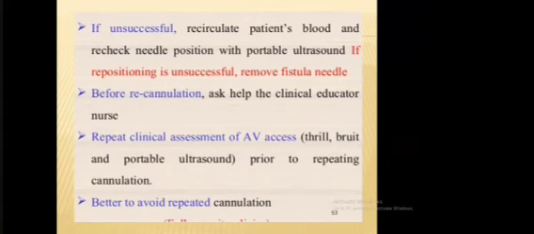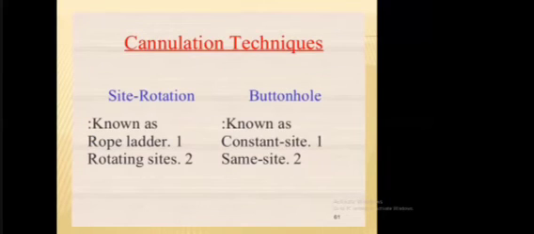If repositioning is unsuccessful, remove the fistula needle. Before recannulation, ask help from the clinical educator or nurse and repeat clinical assessment of the AV access prior to repeating cannulation. It is better to avoid repeat cannulation. There are two techniques widely available, site rotation and buttonhole technique. Site rotation is also called the rope ladder or rotating site technique. Buttonhole is a constant site technique: you have to cannulate at the same site with the same track.